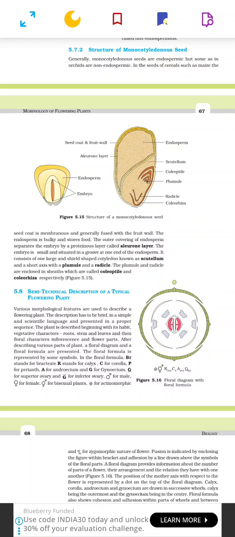The floral formula is represented by some symbols. In the floral formula, Br stands for bracteate, K stands for calyx, C stands for corolla, P stands for perianth, A for androecium, G for gynoecium.